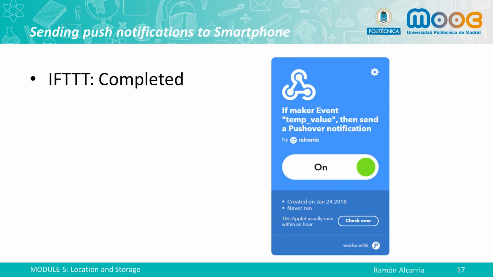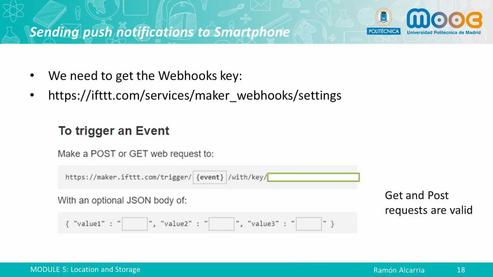We have completed our IFTTT service. Make sure the service is on, and we will trigger the notifications connecting our Arduino platform to webhooks. In order to trigger an event, we need to make a POST or GET request to the trigger URL. Information on how to make the request is provided in the settings page, such as the webhook key. GET and POST requests are valid, so you can pass values as query parameters in a GET request or as form variables in a POST request. This content will be passed on to the action in our recipe.